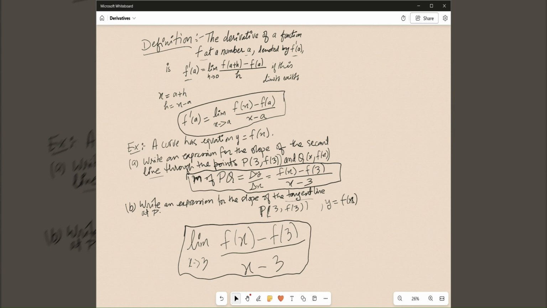So basically just remember, because we are finding the rate of change at one specific point, that means the derivative is how fast something is changing at a point.